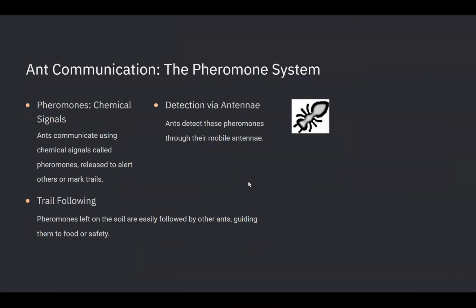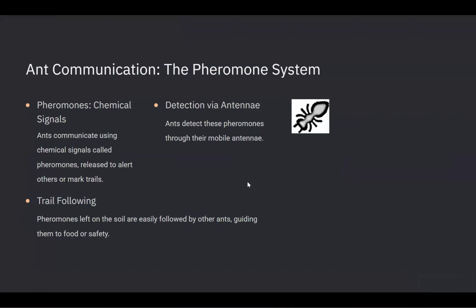This natural system shows how simple agents working without central control can solve complex optimization problems, which is exactly what the ACO algorithm mimics. And now, communication, the pheromone system.